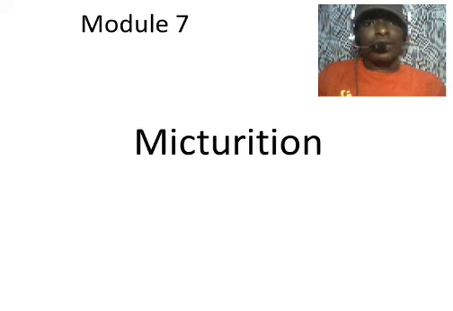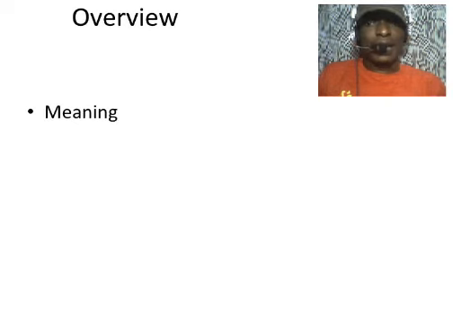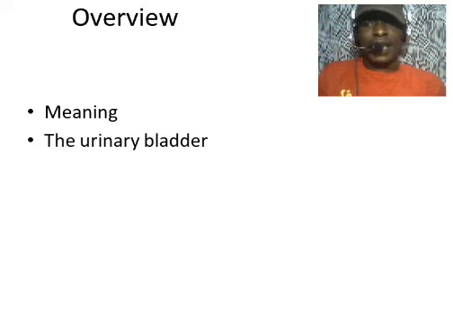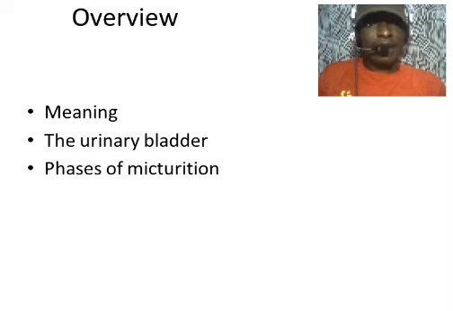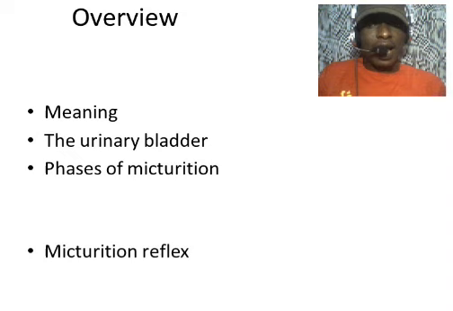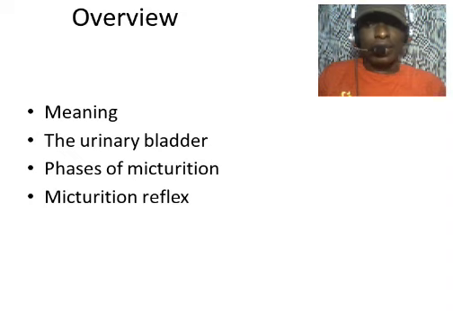Alright, today's module we'll be looking at micturition. We'll do that by looking at the meaning of micturition. Then we shall look at the urinary bladder in detail, followed by the phases of micturition, and then we would wrap this up by looking at the micturition reflex.